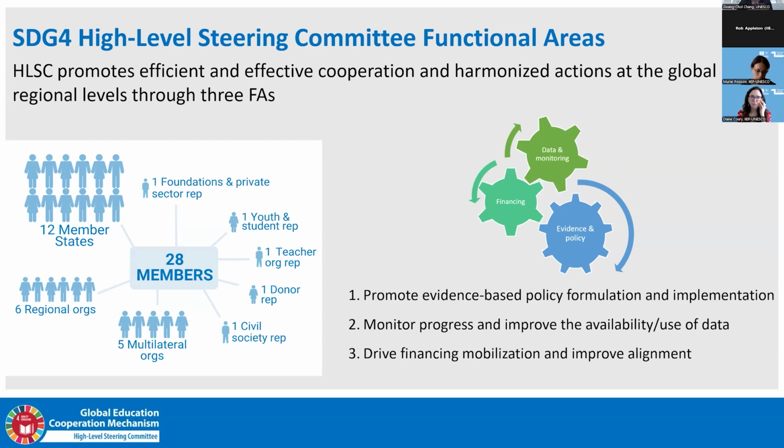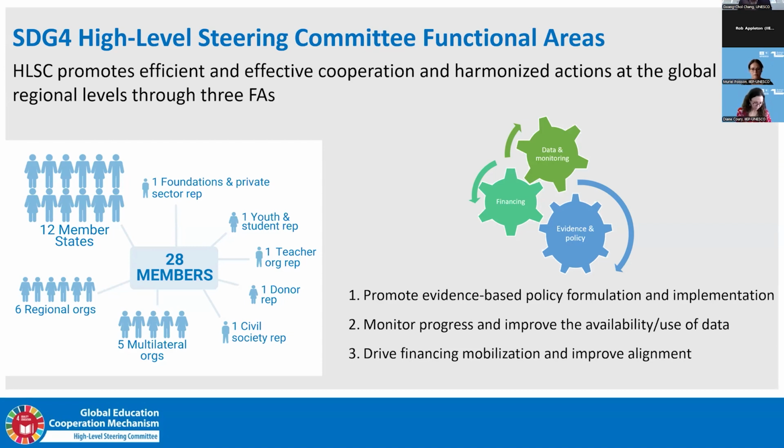So under this high-level steering committee, there are three functional areas where international organizations as well as countries work together to promote effective and efficient cooperation and harmonization actions at global and regional level. You can see on the right side of the slide, the first functional area is about evidence-based policy formulation, planning and implementation, within which today's session took place. The second one is more about data and monitoring in the education sector, and this functional area is coordinated by UIS, the UNESCO Institute for Statistics, as well as the Global Education Monitoring Report team.